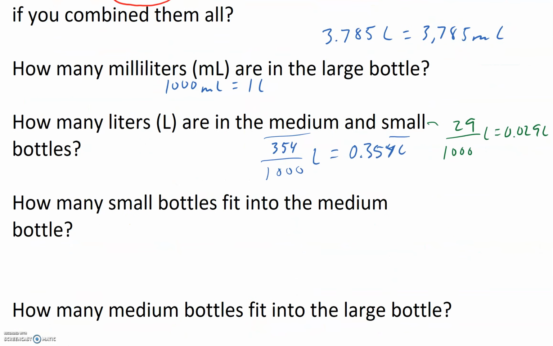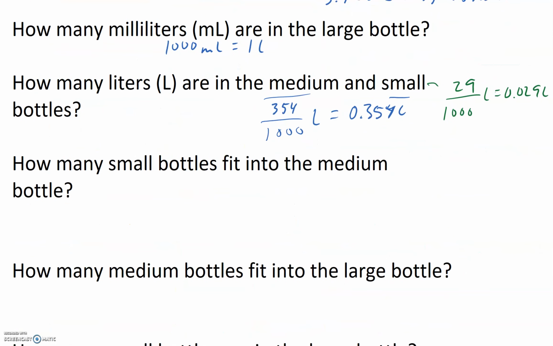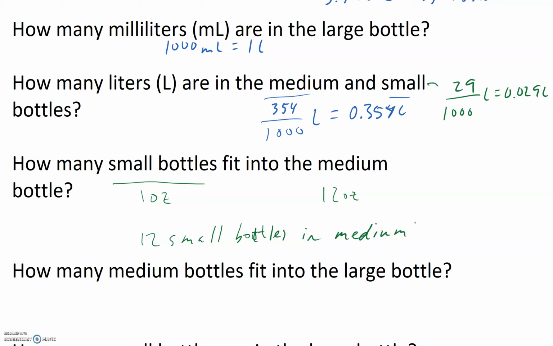How many small bottles fit in the medium bottle? I'm a little bit sad that I left it in ounces. I wish I would have done that a little bit different, but that's okay. So small bottles in medium, that's 1 ounce, and that's 12 ounces, right? So there are 12 small bottles. Oops, I don't know what I was writing. Bottles in a medium. All right, sorry, I made you watch me write.